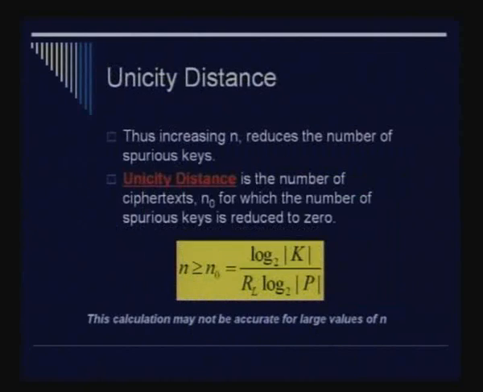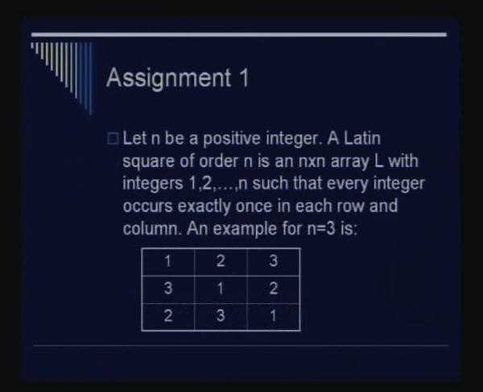If not, then please go back and solve an exercise. I give you an assignment which you can note down. It says: let n be a positive integer, a Latin square of order n is an n cross n array L with integers 1, 2, and so on till n, such that every integer occurs exactly once in each row and column. An example for n equal to 3 is as follows. So this is a simple example for n equal to 1, 2 and 3. It shows you how a Latin square works.